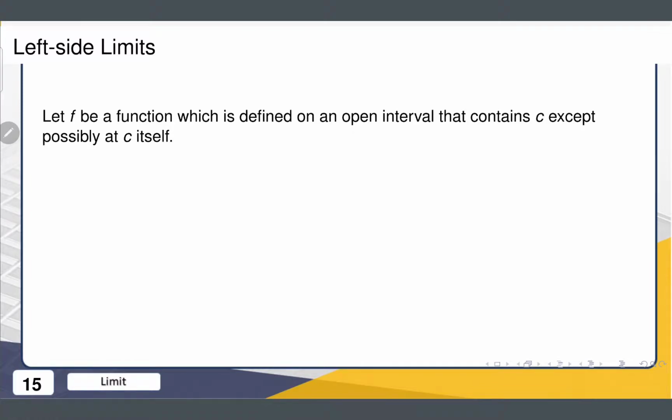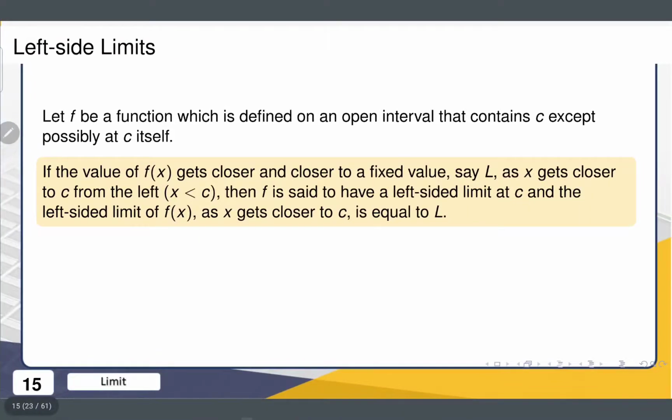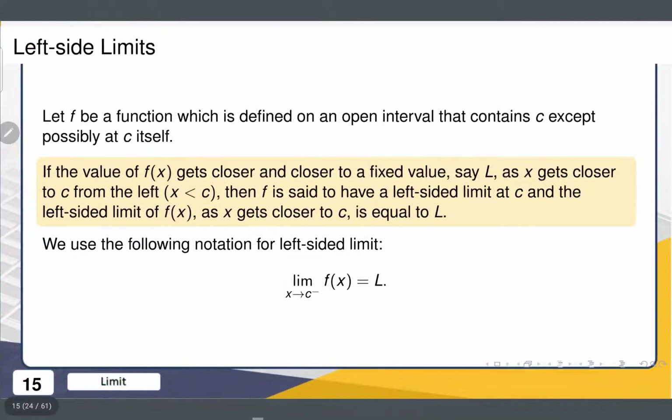Okay, so next we will see one-sided limits. First, we will discuss the left-sided limits. If f is a function defined in an open interval containing c, except possibly at c itself, and the value of f(x) gets closer to a fixed value, say L, but here please note that we only consider x less than c, then we say f has the left-sided limit at c.